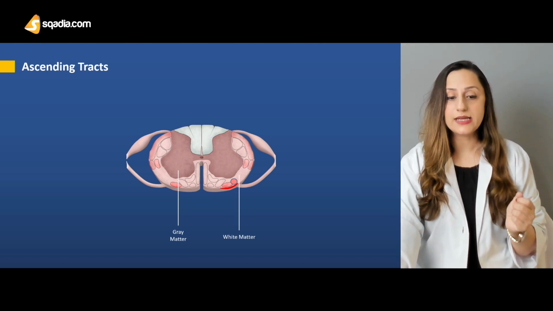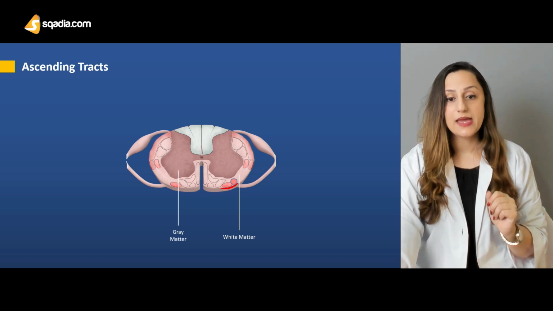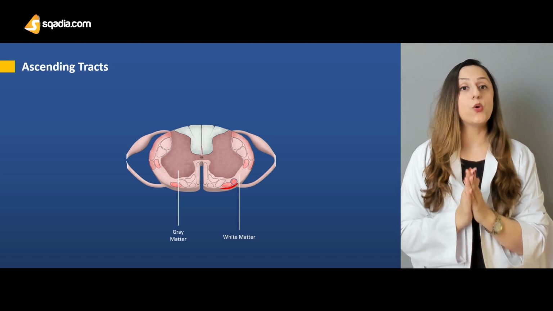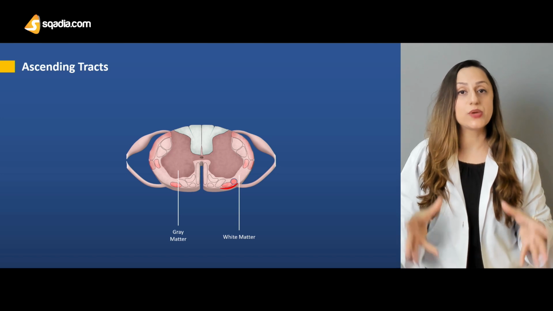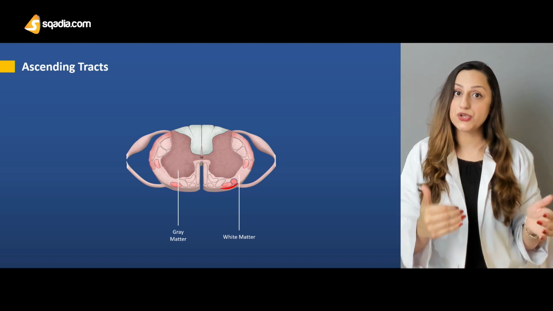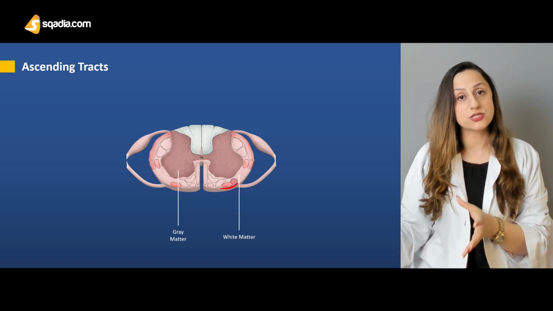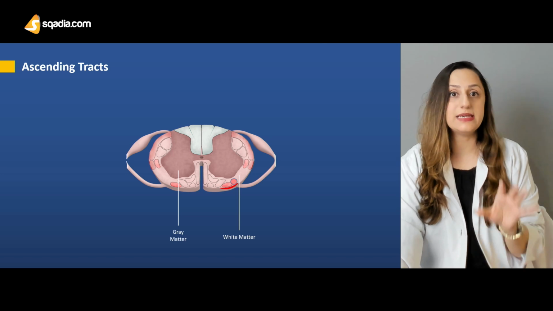Once you're done with the gray matter, we move on to the white matter. And over here, you'd see that the white matter is organized in 3 different distinct locations. We have the anterior, we have the posterior, and we'll be discussing the lateral aspects of the white matter. And we'll be only focusing on the ascending tracts.